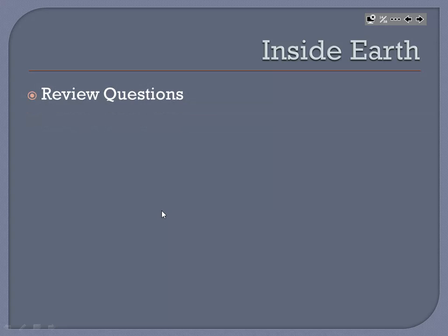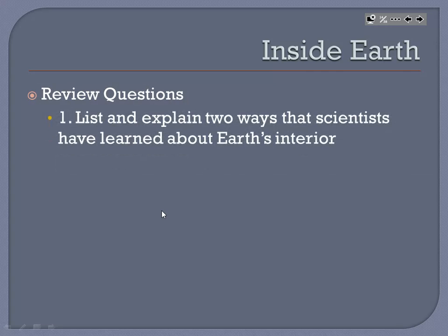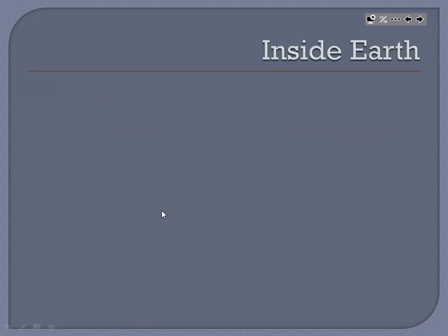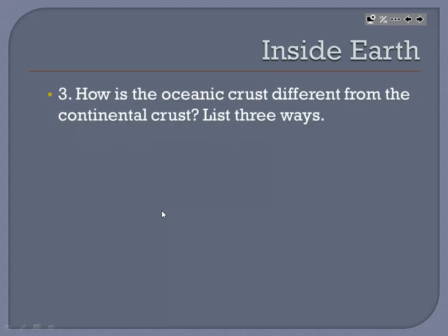All right, so then for your assignment, the rest of your assignment here is to answer these review questions. Make sure that you read and answer all parts of the question. So for this one, you have to list and explain 2 ways that scientists have learned about Earth's interior. So make sure you list and then explain. Number 2, what layers is the Earth divided into based on composition and based on properties? So again, how is it divided on composition? What are the layers based on properties?